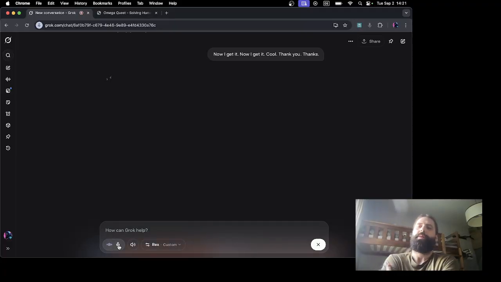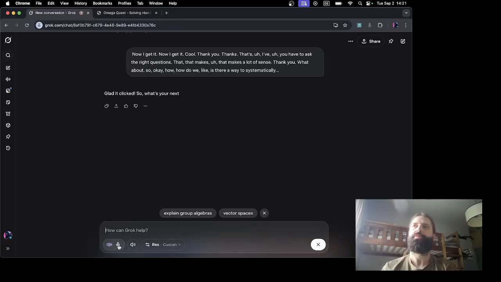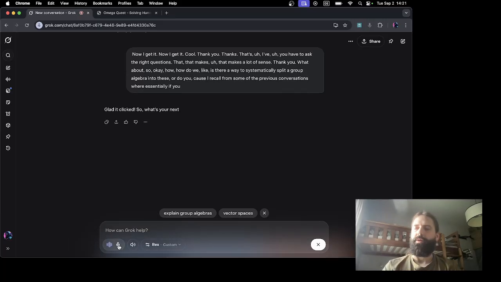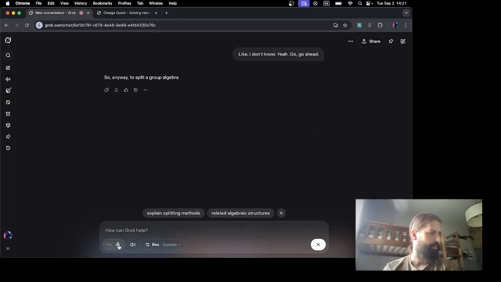Thank you. What about, okay, how do we, is there a way to systematically split a group algebra into these blocks? Because I recall from some of the previous conversations... Algebra into blocks, you use something called the decomposition based on its representations.